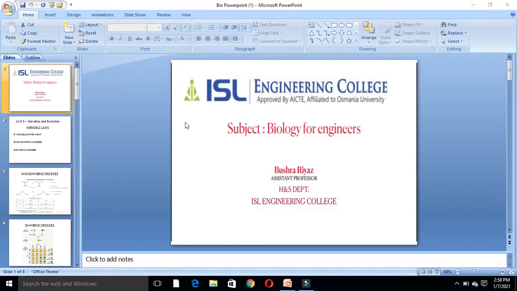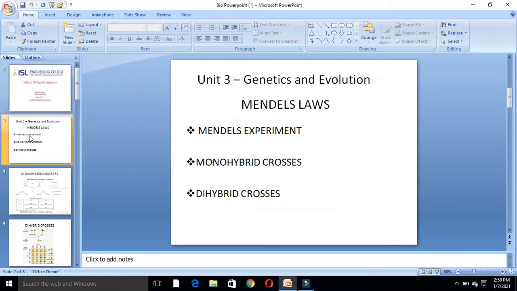In today's class, we'll continue with unit 3, genetics and evolution. The last topic is Mendel's law. By this, we will complete unit 3. In Mendel's laws, we have the experiments conducted by Mendel.